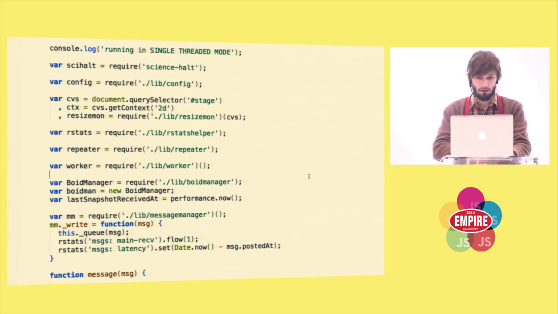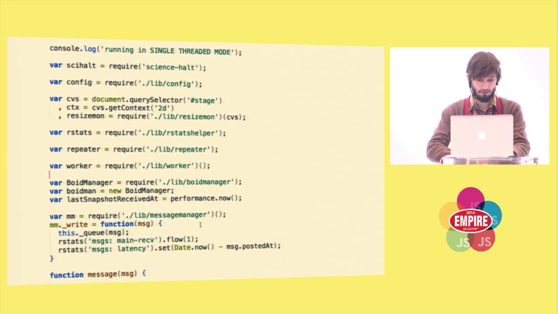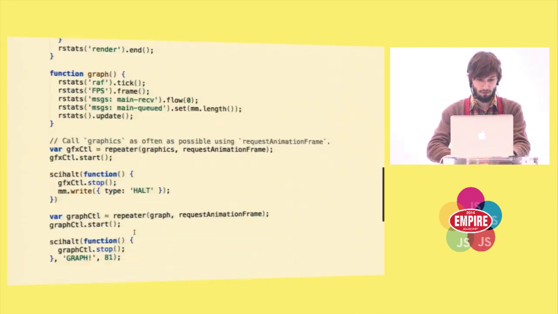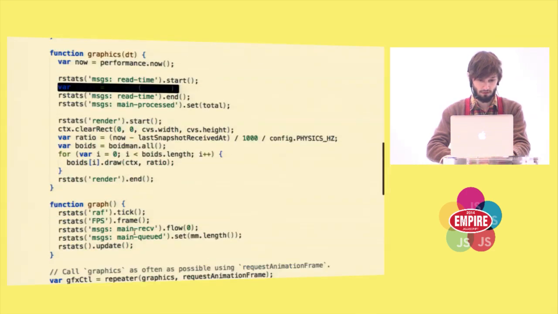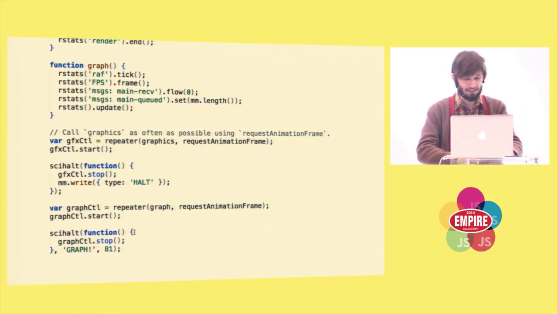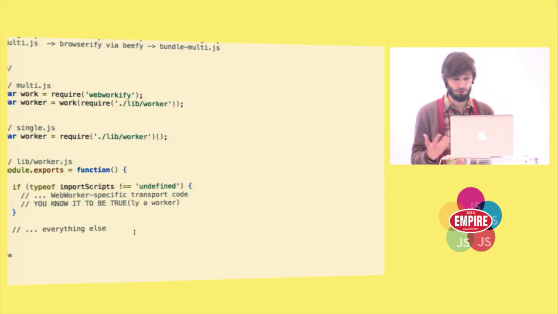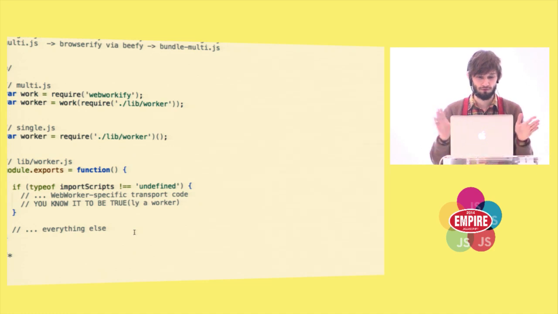And in fact, if I show you, here is the single-threaded code. Here is the multi-threaded code. And if I go back and forth, there's some little differences, okay? Mostly right here. And if I scroll all the way down to the bottom, you're going to kind of laugh because it's just exactly the same. So it's basically the same code. And this is possible because of, again, Browserify and WebWorkify letting me just have a completely isomorphic API.